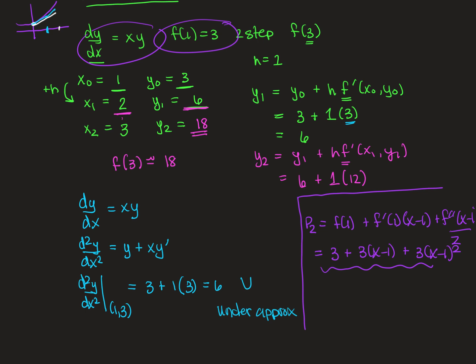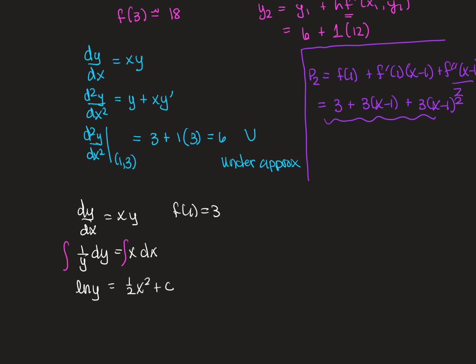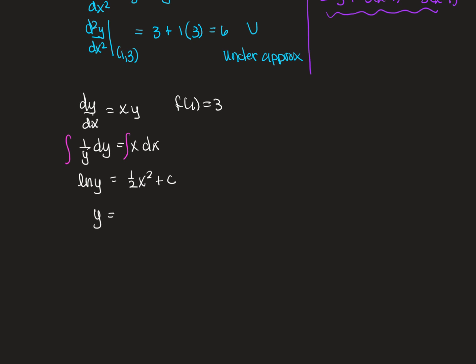We could actually solve this differential equation also because it happens to be separable. So here we have dy/dx equal to xy, f(1) equal to 3. Separating, we get 1/y dy equal to x dx. Integrate both sides. So natural log of y is equal to 1/2 x squared plus c. Exponentiate both sides. So y is going to be equal to c e to the 1/2 x squared. And y is 3 when x is 1, so we know c has got to be 3e to the negative 1/2. Then we can plug in and find out exactly what it would be at x equals 3.